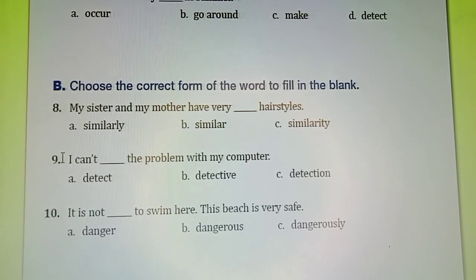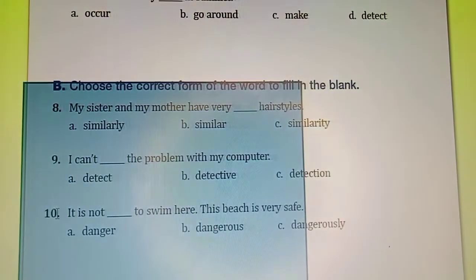Number 9. I can't space the problem with my computer. The letter A, detect. The letter B, detective. The letter C, detection. The letter A, detect, is the best answer for number 9.